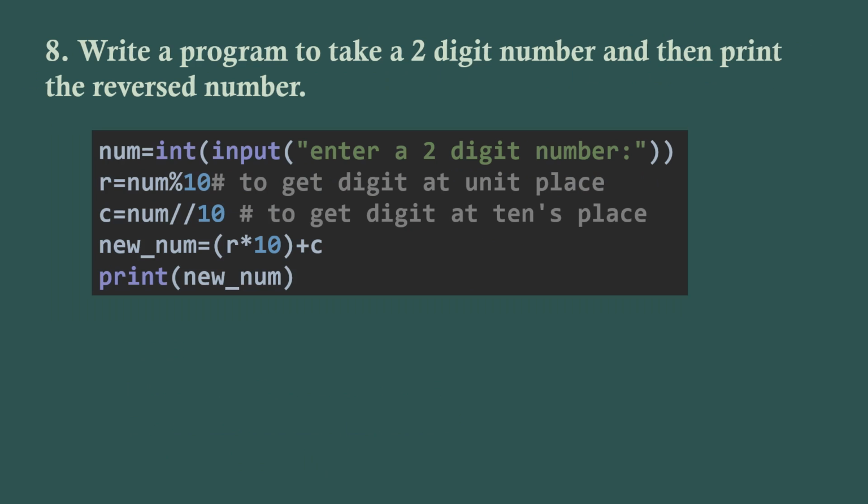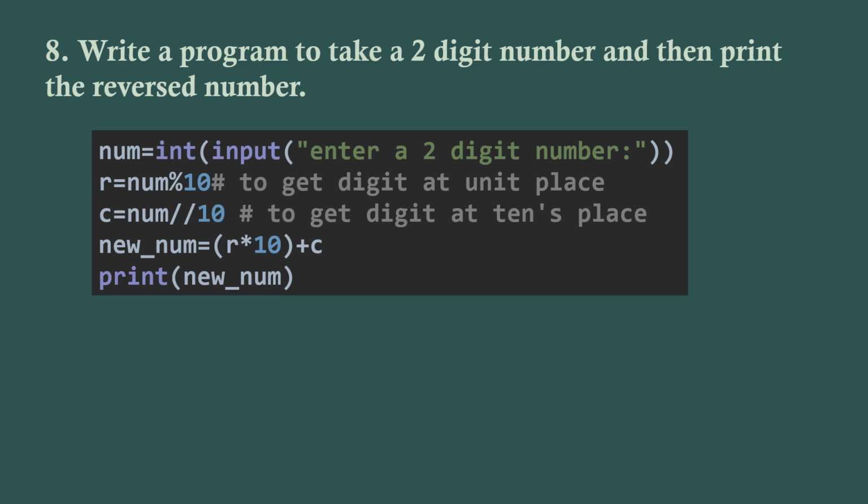Now write a program to take a two-digit number and then print the reversed number. Now let's say the number which is entered is stored in a variable num. Let's say the user will enter a two-digit number. Now to get the digit which is at the unit place, we have to divide it by 10, and the remainder, whatever we get, is the digit at the unit place. So we will just divide the number by 10 and get the remainder.